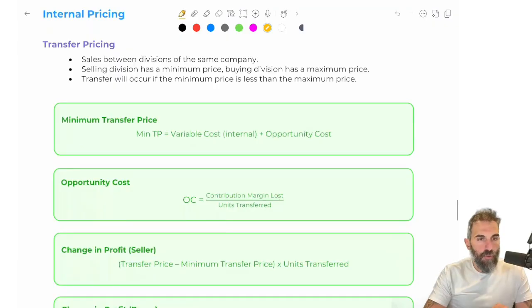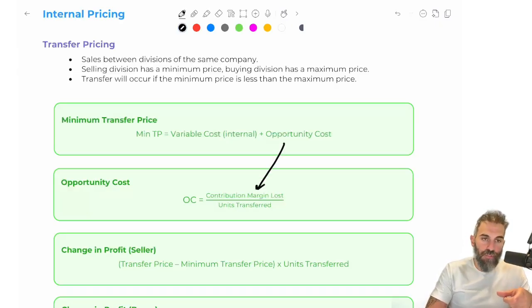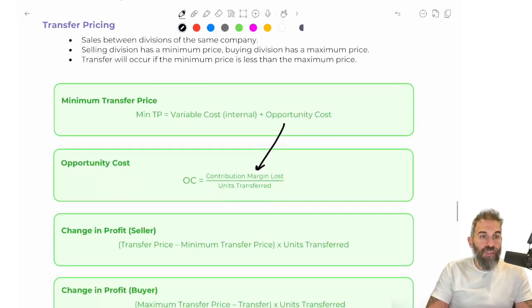This is very formula based. So the first and most important formula is the minimum transfer price formula. It is the internal variable cost. I'll explain what I mean by internal because there's an external, plus any opportunity cost. Opportunity cost, you've got a formula here. Now you won't find this formula in your textbook, okay, but that's what it is. So memorize it. And even the formula in your textbook won't say internal. That's what it is, okay? So memorize it that way.